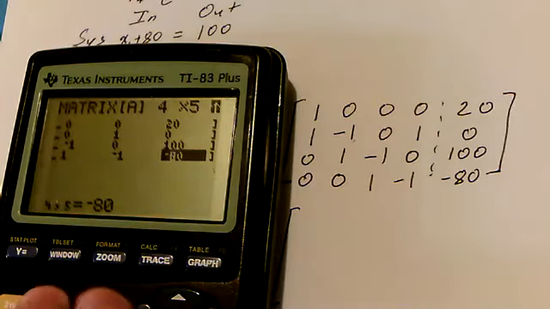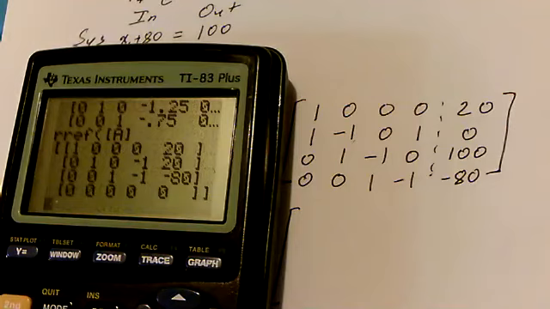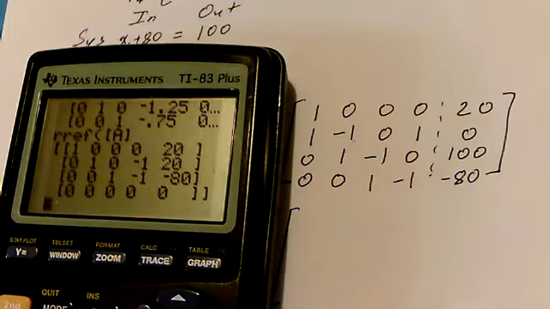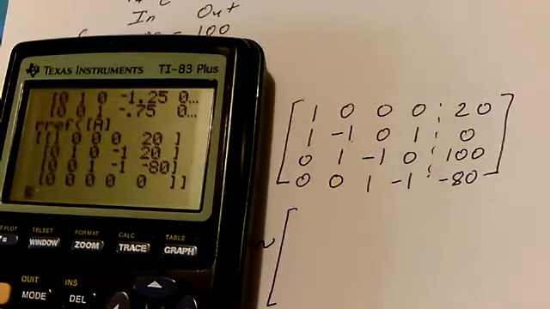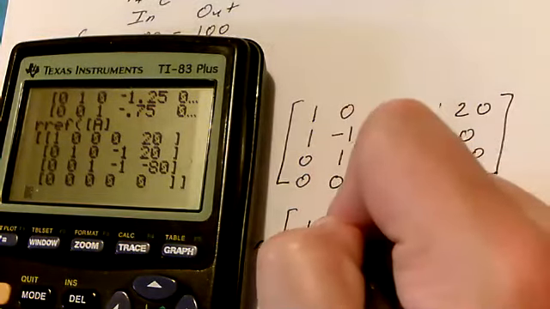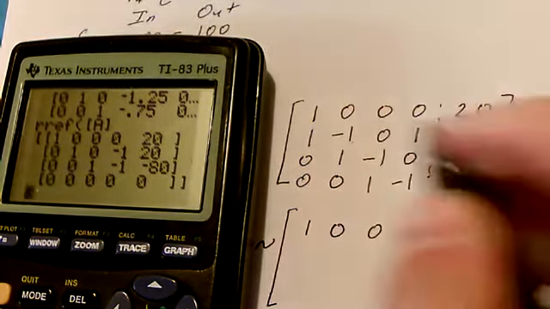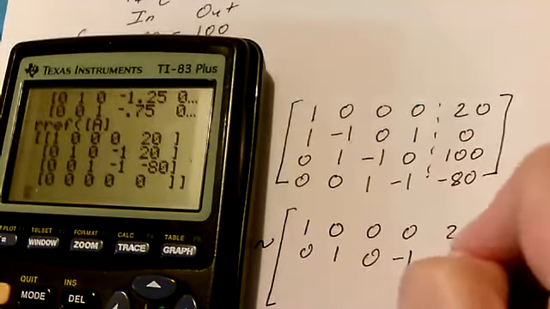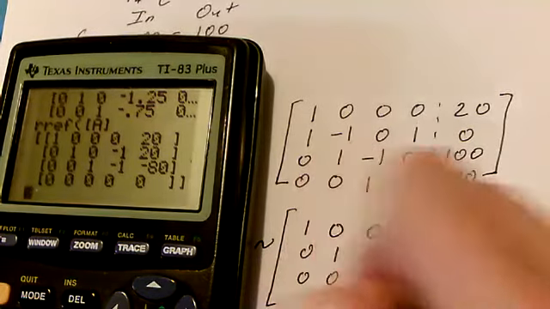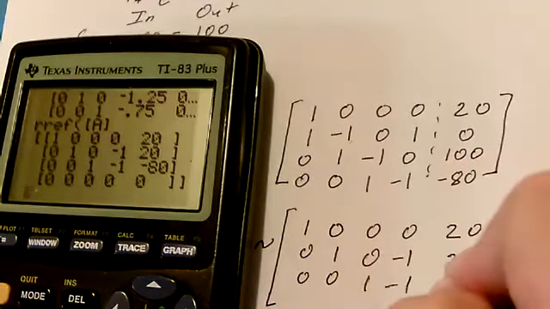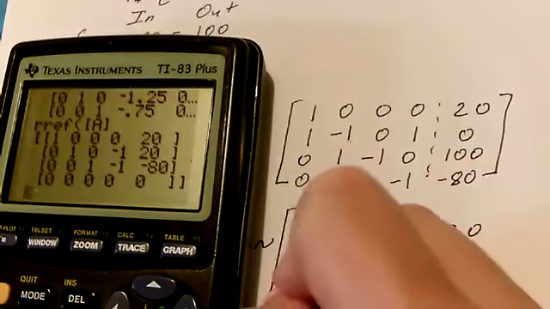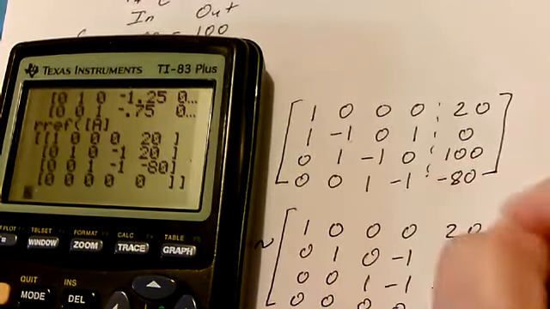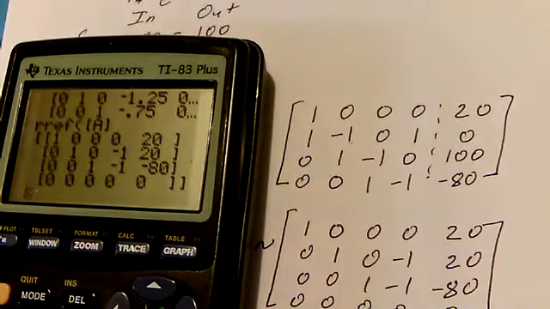Okay, and we're going to then reduce our matrix using RREF, and we see our solutions here. So notice x4 is a free variable here. Okay, so let's see what we got. We got a matrix of 1, 0, 0, 0, and 20; 0, 1, 0, negative 1, and 20; 0, 0, 1, negative 1, and negative 80; and then all zeros along the bottom row.